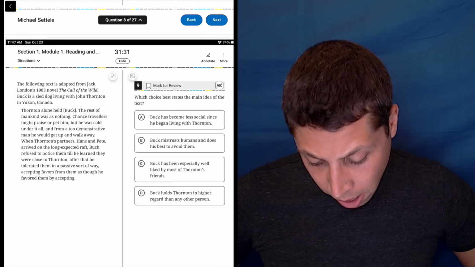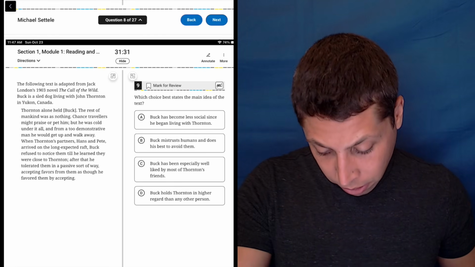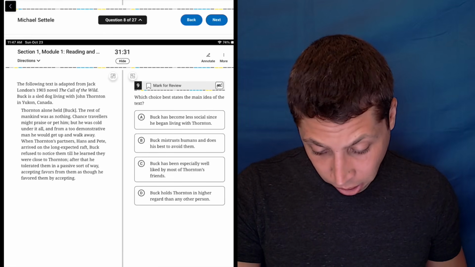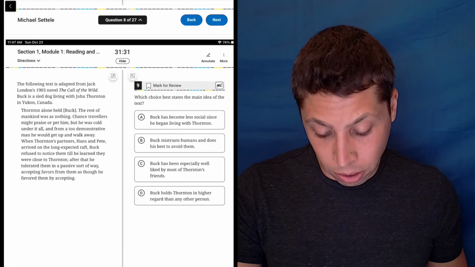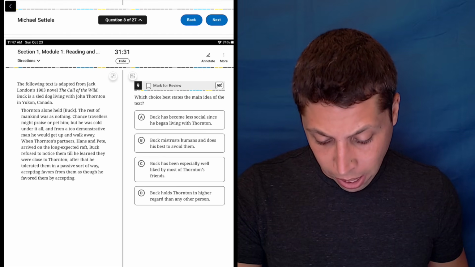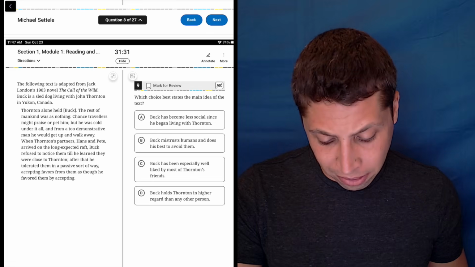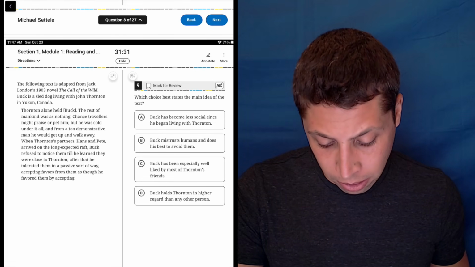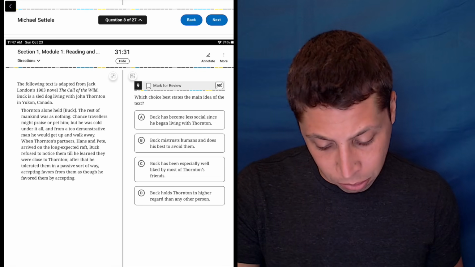Okay. From Call of the Wild, Buck is a sled dog living with John Thornton. Thornton alone held Buck. The rest of mankind was as nothing. Chance travelers might praise or pet him, but he was cold under it all. And from a too demonstrative man, he would get up and walk away. When Thornton's partners, Hans and Pete, arrived in the long-expected raft, Buck refused to notice them till he learned they were close to Thornton. After that, he tolerated them in a passive sort of way.